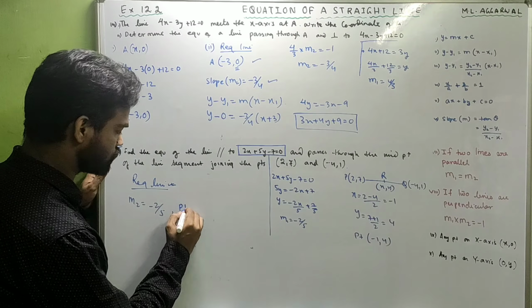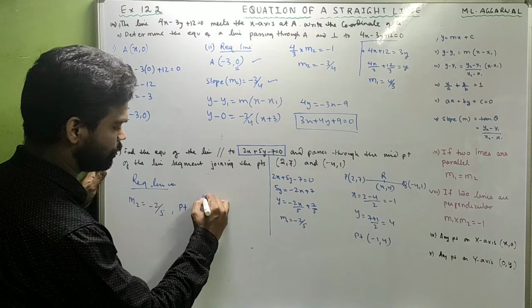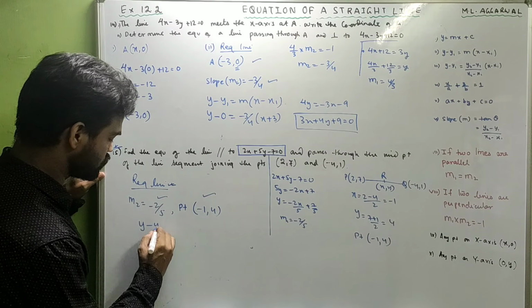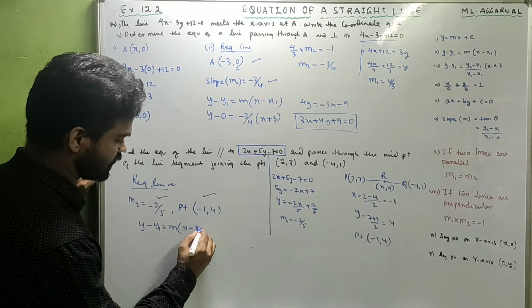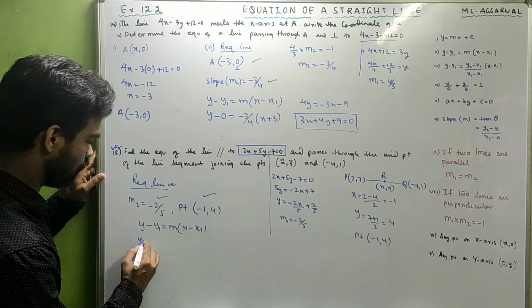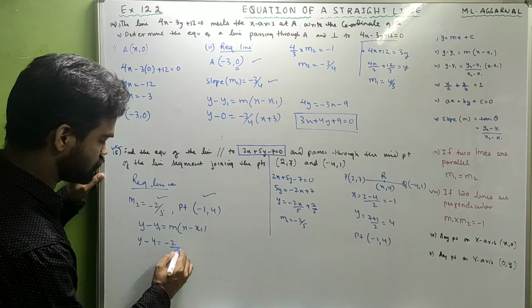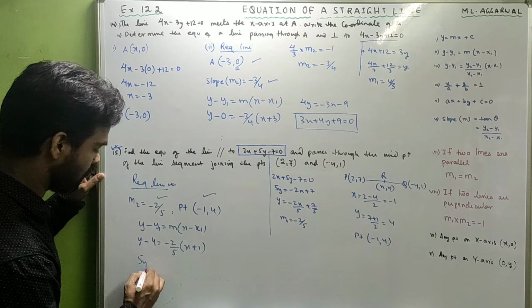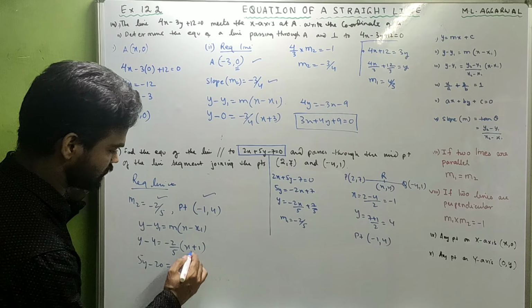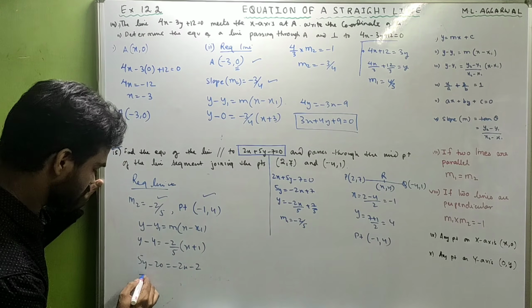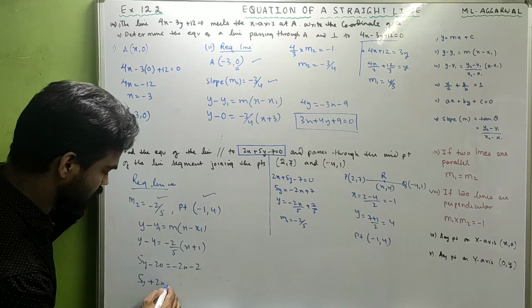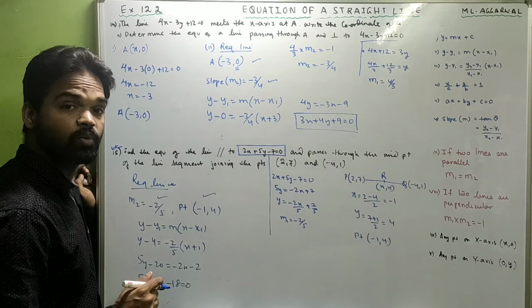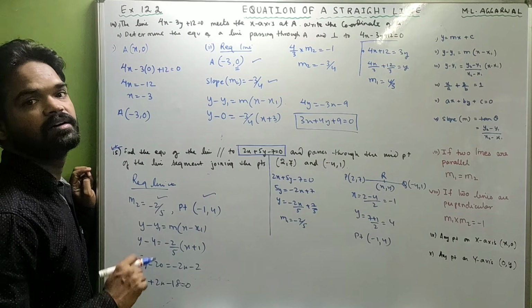So we have a point also over here. Now you have a point, you have the slope. Just use the point slope form: y minus y1 equals m(x minus x1). Look carefully. So y minus 4 equals minus 2 by 5 times x minus of minus 1, which is plus 1. So 5y minus 20 equals minus 2x minus 2, which means 5y plus 2x minus 18 equals 0. So that's your equation of the required line. Okay. Now let us see the next sum.